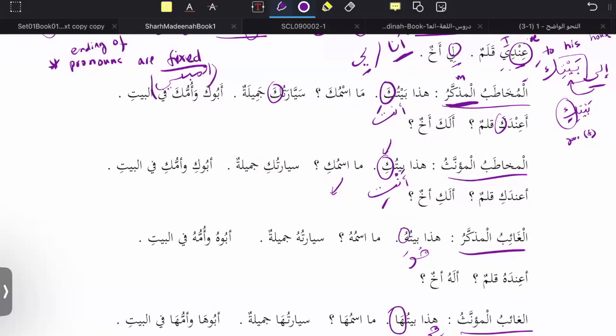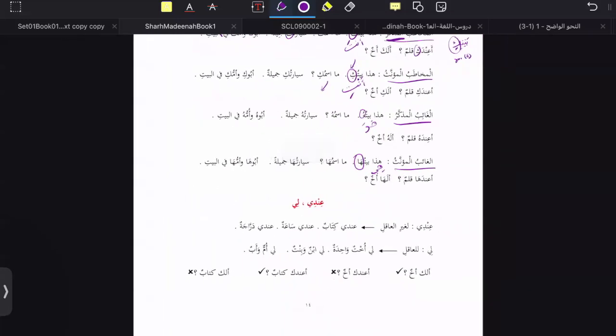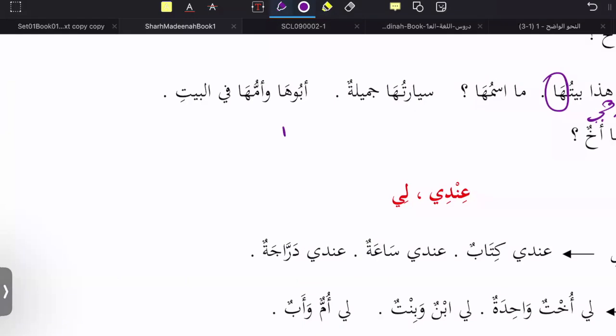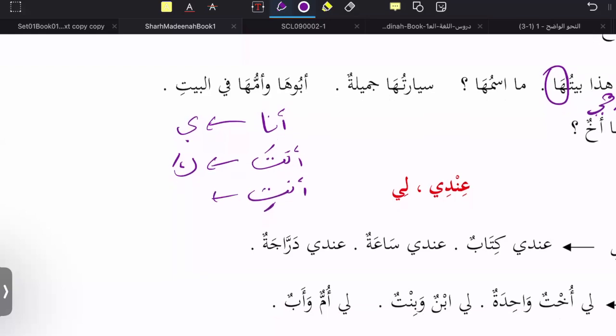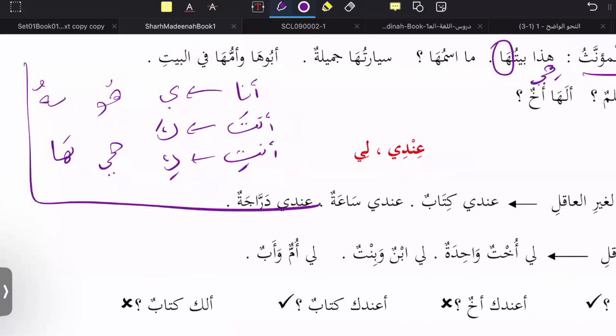Ana and ya. Anta and ka. Anti and ki. Huwa with hu. Hiya with ha. Okay, so you have to memorize them. I do want to write quickly here. Ana, ya. Anta, kaf. Anti, kaf with kasra. Then huwa, hu. Hiya, ha. Naam? So please make sure you know these pronouns.